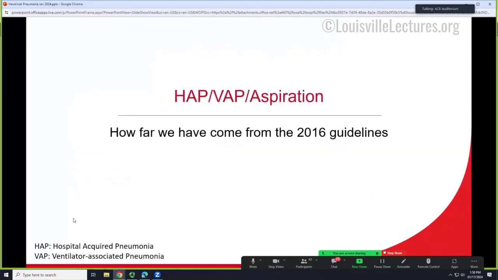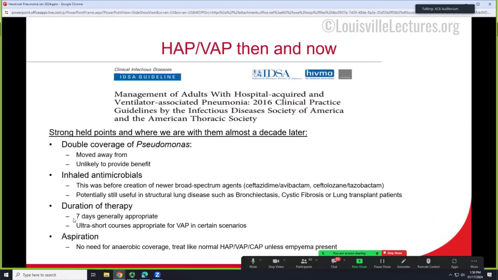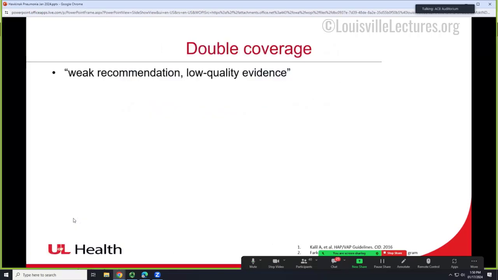All right, that's community-acquired pneumonia. I've got about 10 minutes left, and we're going to talk about HAP, VAP, and aspiration pneumonia. My main goal with this is to hit on some points that were really big in these guidelines in 2016. It's crazy to say, almost 10 years ago, at least 8 years, and where we are almost a decade later. So we're going to talk about double coverage of Pseudomonas, inhaled antimicrobials, durations of therapy, and aspiration pneumonia. There's a slide for each of these, so it's not too much.